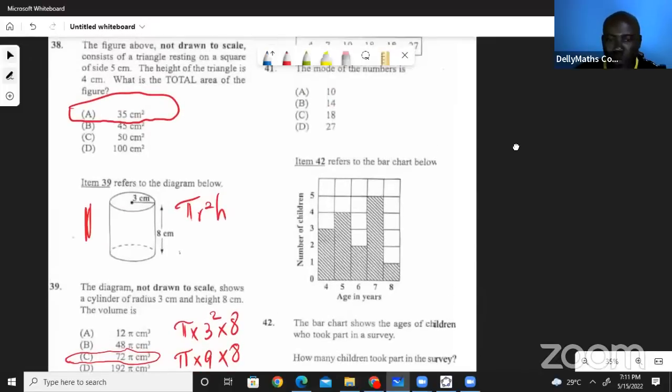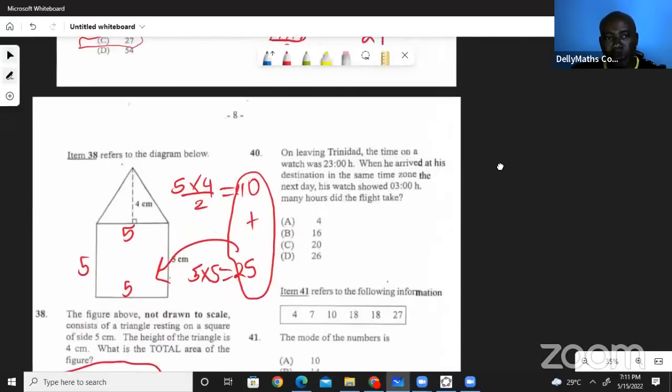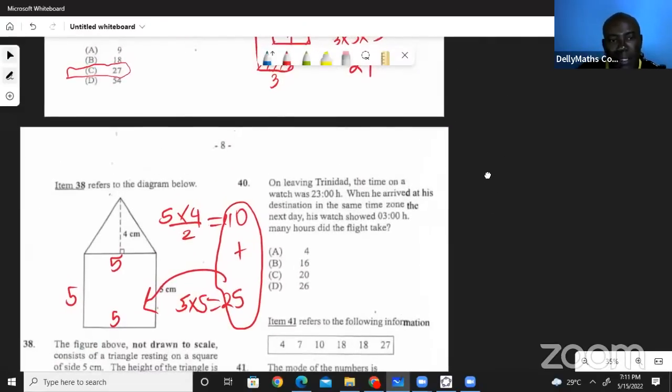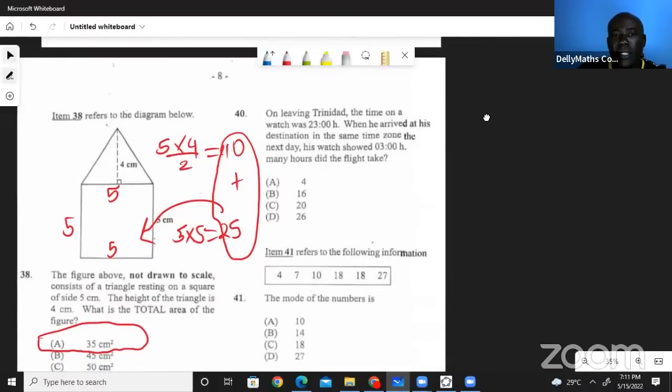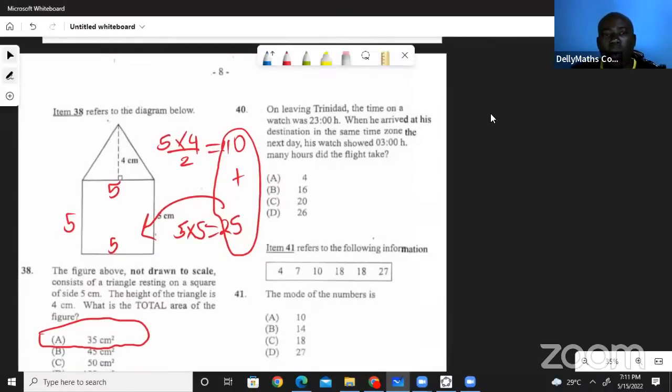We're at number 40. We're going for it. Number 40 says, on leaving Trinidad, the time on a watch was 2300 hours, and that's like 11 in the night. When he arrived at his destination in the same time zone the next day, his watch showed 300 hours, that's like 3 a.m. How many hours did the flight take?